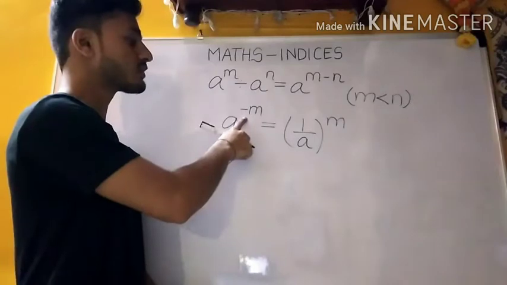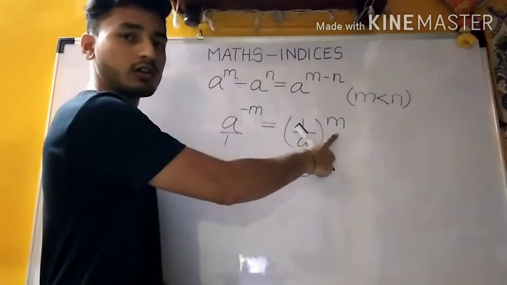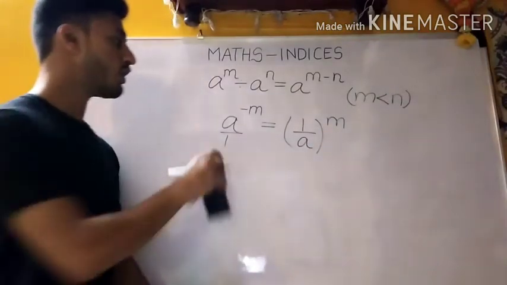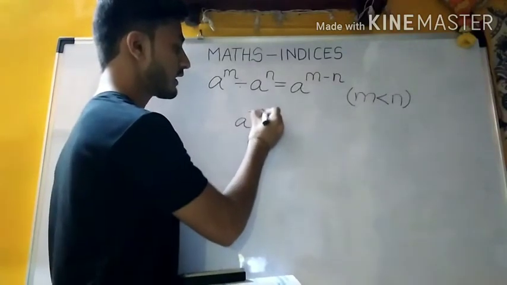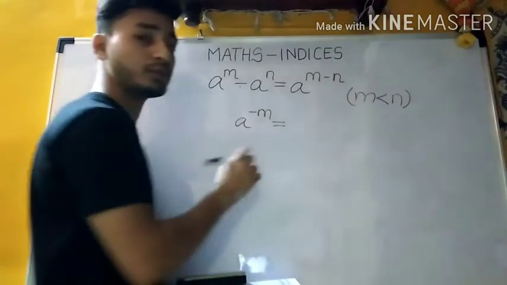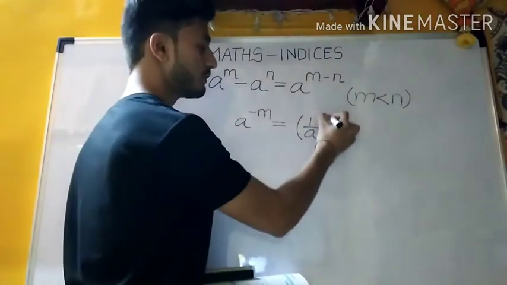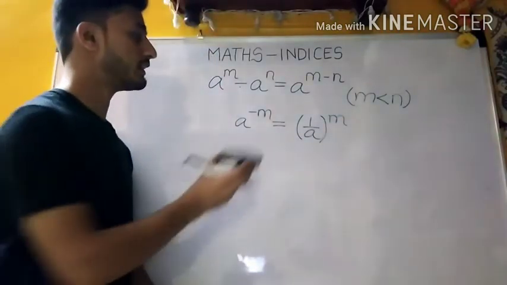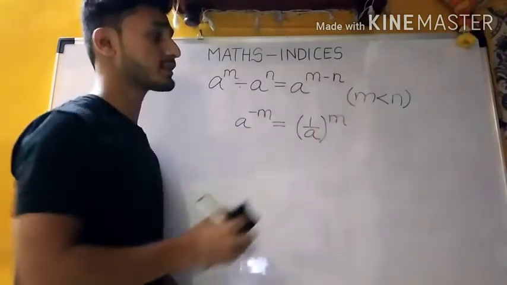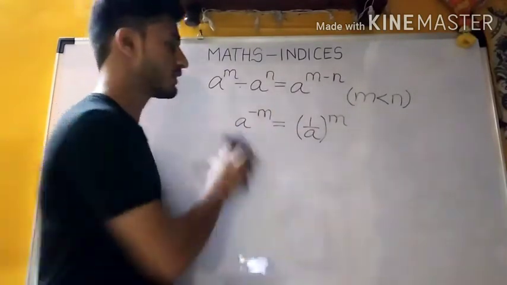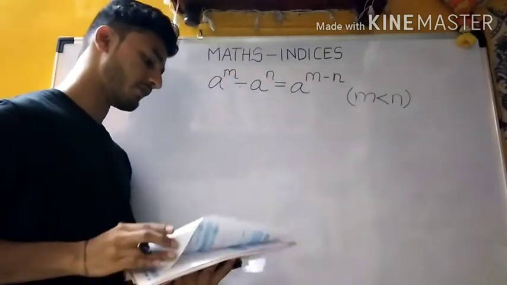We cannot solve a negative power, so that is why we are converting the negative one into a positive one. The law of indices says that if a power is negative, we should make it positive. That is why we take the reciprocal. So it will be 1 upon a raised to the power m. And this we are going to use for our case number 2, where m is a smaller number and n is a bigger number. We will solve it with the help of an example.